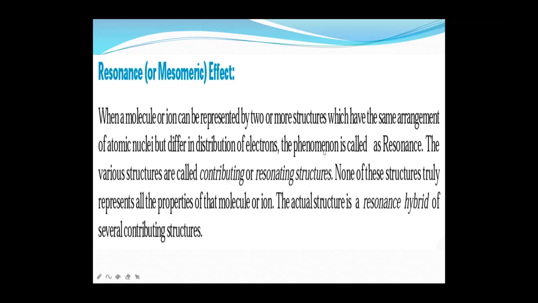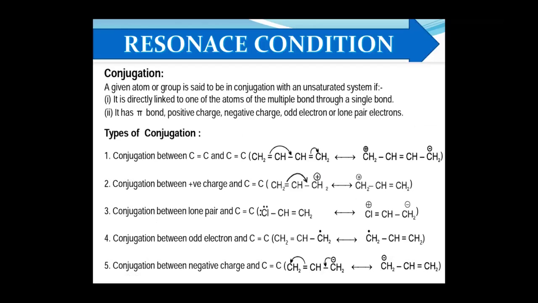So then the various structures are called as resonating structures, and none of these truly represent the molecule. If you write three structures, actually all of the three are not confirmed, but they all will be present. Actual structure is the resonance hybrid of several contributing structures. Okay. So conjugation, the very condition for resonance is conjugation. Conjugation means a given atom or group is said to be in conjugation when in unsaturated, it is directly linked to one of atoms of multiple bond through the single bond.